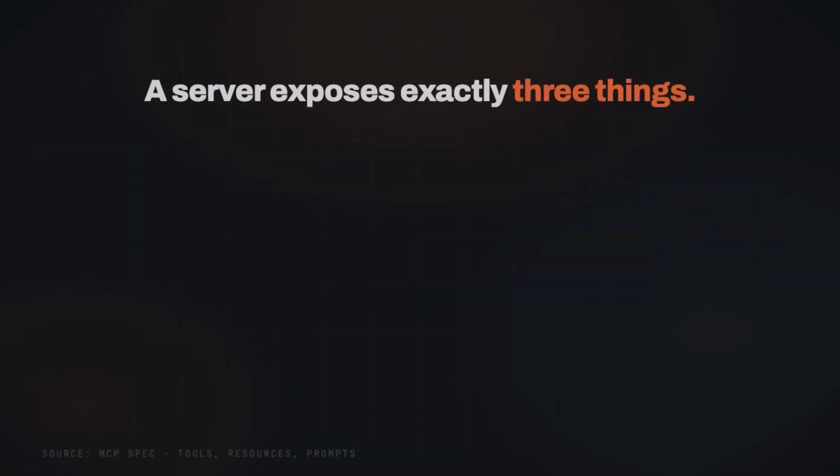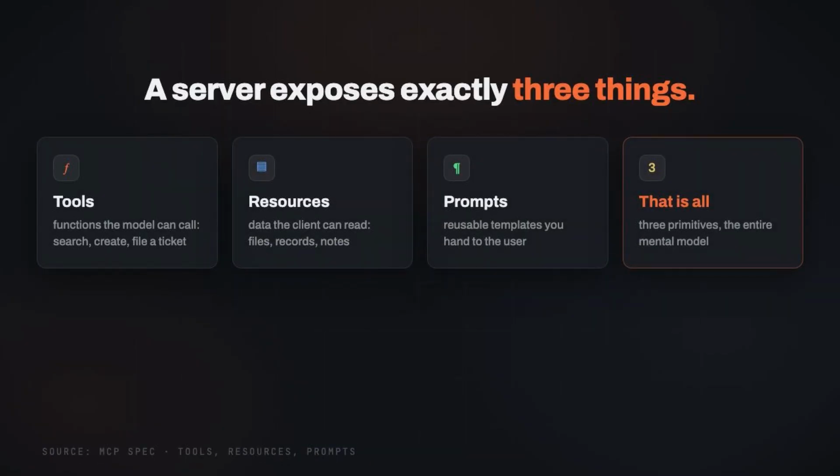An MCP server can expose exactly three kinds of things. The first one is tools, which are functions the model can call, like search or create. The second one is resources, data the client can read, like files or records. And the last one is prompts, reusable templates you hand to the user. Three primitives, that is the entire mental model of an MCP server.